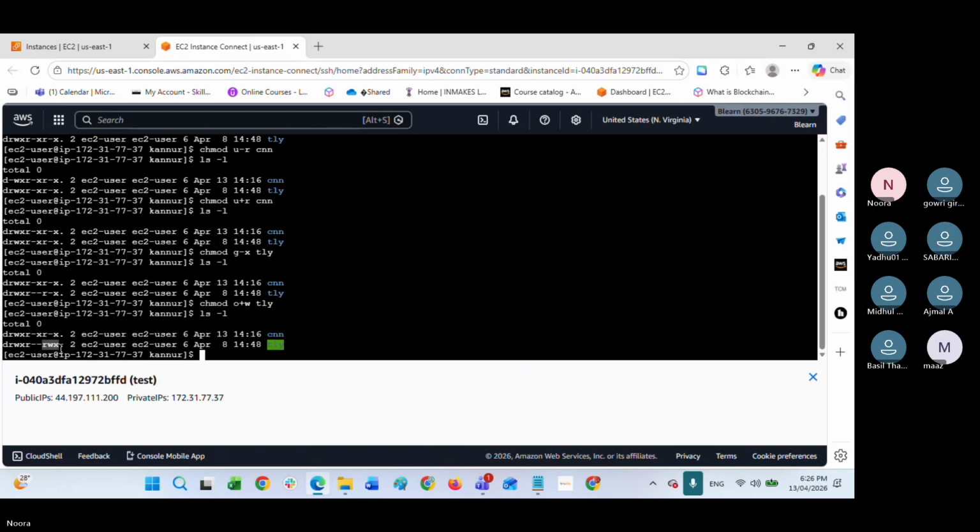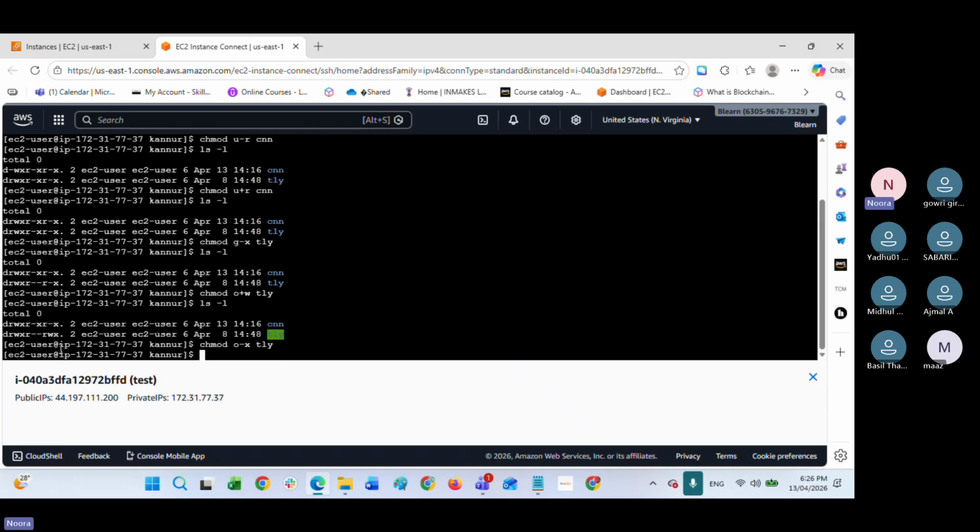Let's say I want to remove execute permission from others. How will you do it? Chmod o minus x. You got it, right? So ultimately, this is what we discussed. But there are multiple things also. Now you know about minus and plus. There is something known as equals also.